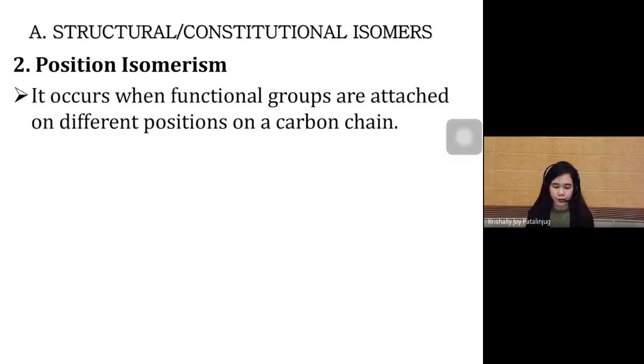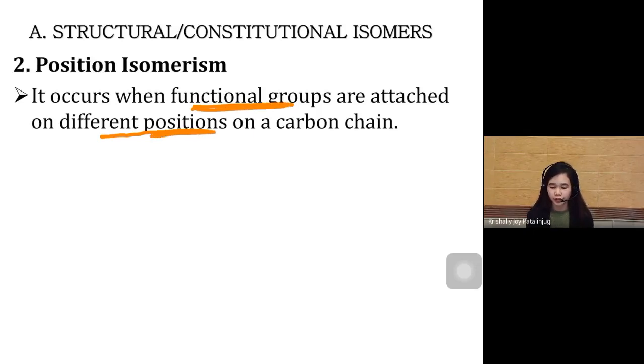For position isomerism, take note, this occurs when compounds have different structures due to differences in the position of the functional group. Earlier in chain isomerism, the structures differed because of the point of branching in alkanes. This time, in position isomerism, the structures differ because of the position of the functional group.